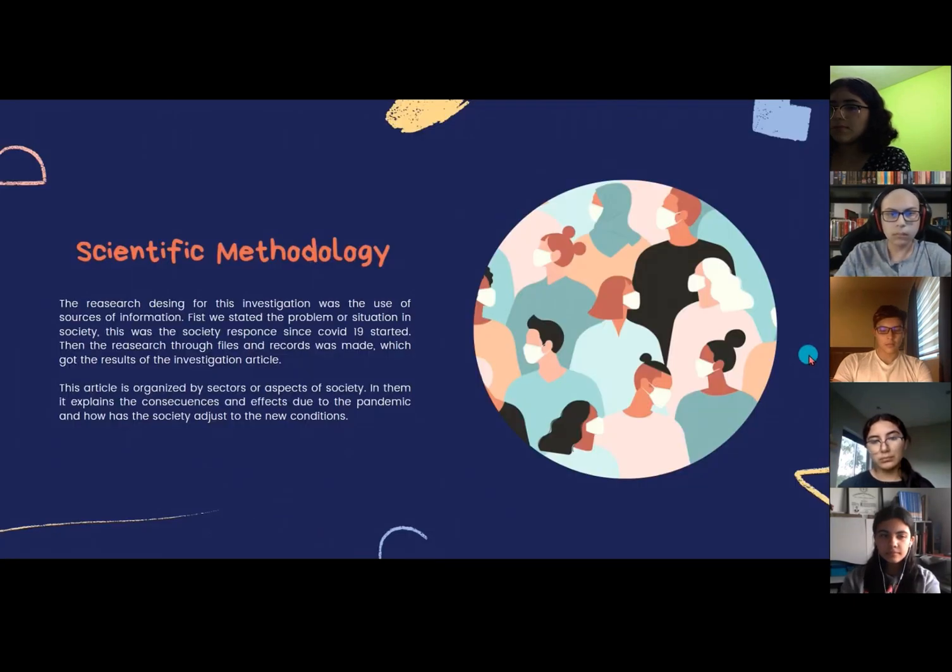Scientific methodology. The research designed for this investigation was the use of sources of information. First, we stated the problem or situation in society. This was the society's response since COVID-19 started. Then, the research through files and records was made, which got the results of the investigation article.